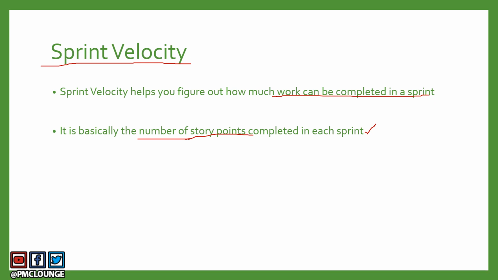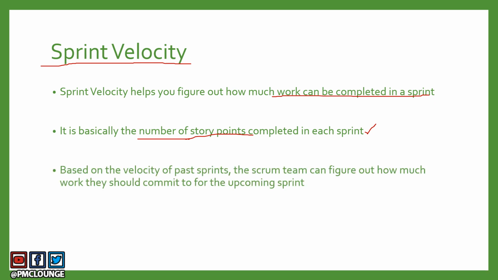So the number of story points completed in each sprint determines your sprint velocity. Now, based on the velocity of past sprints, the scrum team can figure out how much work they should commit to for the upcoming sprint, right? So you can take a look at your past 3 or 4 sprints and figure out how many story points you were able to complete in those sprints. Based on that, in the upcoming sprint you can figure out how many story points you should commit to.